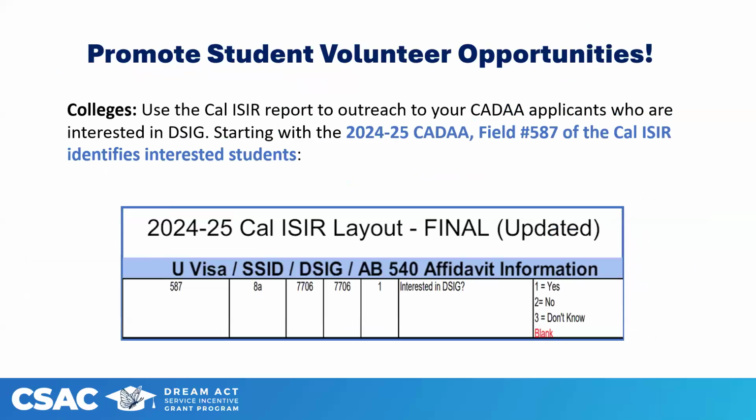So this is what that web grants layout looks like. For example, college web grants users with access can pull the 2024-2025 Cal ISER report to identify interested students, and that's what it looks like. This report is still being developed, which we estimate will be completed by late August. So please stay tuned to our listserv for the announcement once it's live.